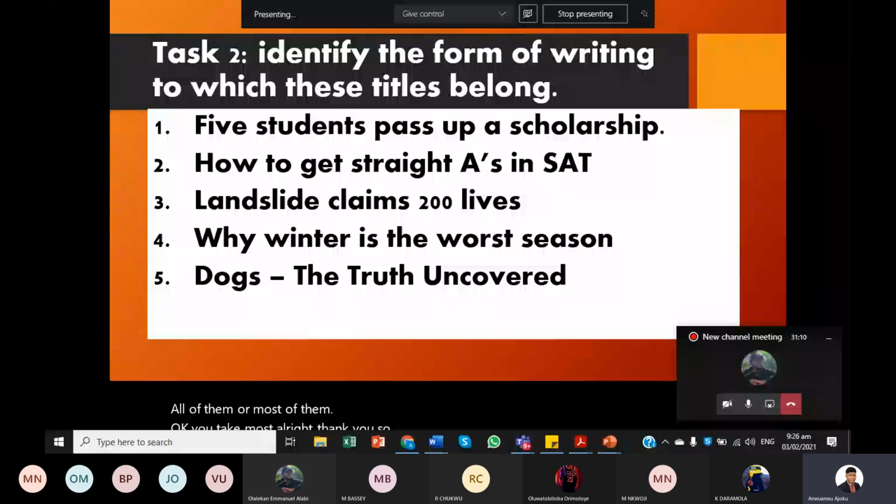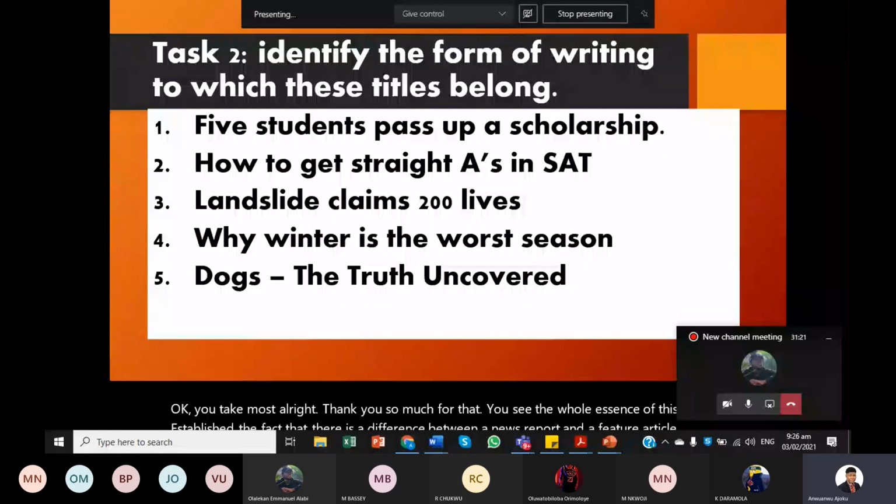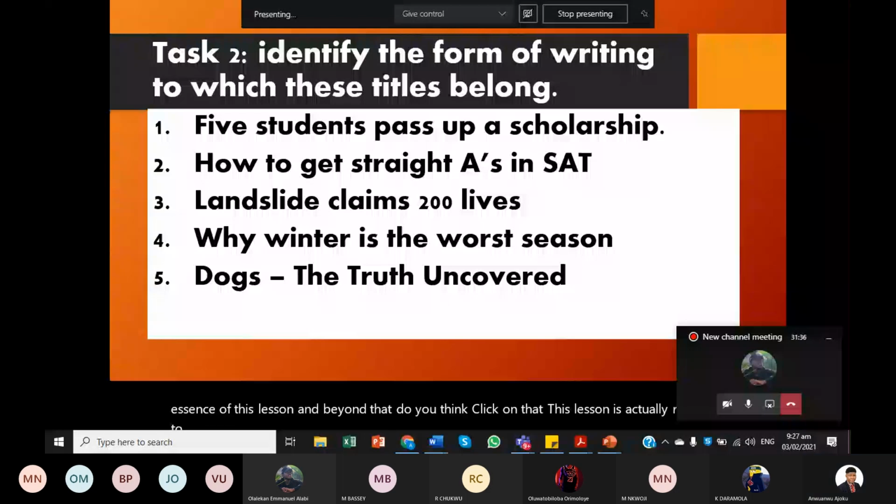You see, the whole essence of this is to establish the fact that there is a difference between a news report and a feature article. And you can actually, from the headlines of each of them, identify which is which. That is the whole essence of this lesson. And beyond that, do you think, Lekan, that this lesson is actually relevant to you as a person? Does it have any relevance to you?